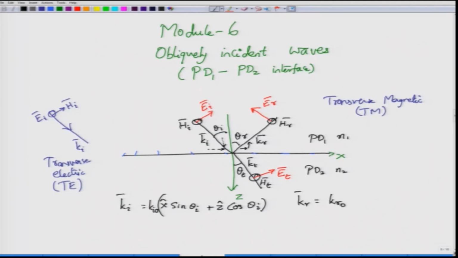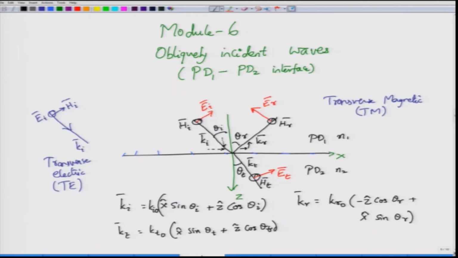And how much is the positive x component? This will be Kr0, which is again the magnitude of the reflected wave vector. So, Kr0 times minus z hat cos theta r, being the cosine of the reflection angle, plus x hat sin theta r. Okay. Kt of course follows very similar to Ki because they are essentially in the same direction. So, Kt will be Kt0 times x hat sin theta t plus z hat cos theta t. Okay. So, these are the expressions for the k vectors.